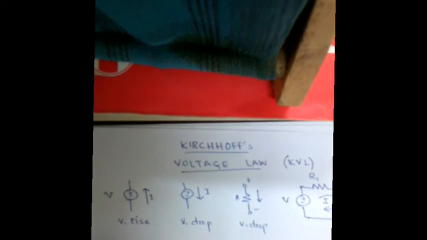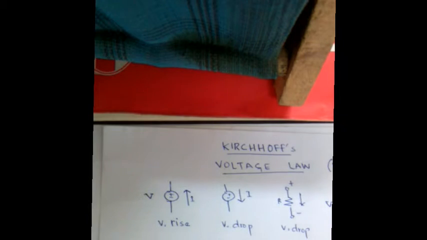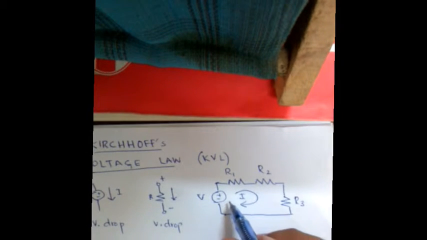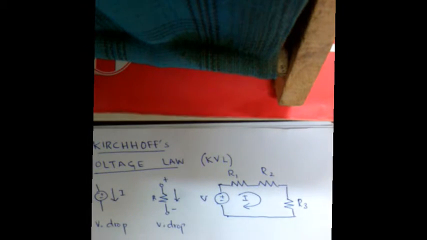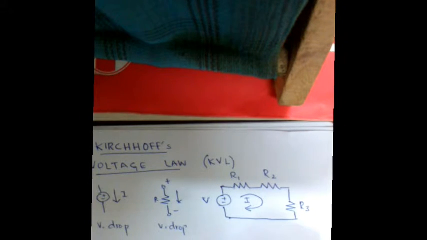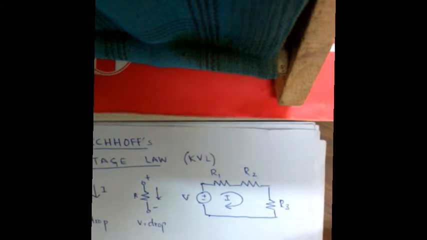Let's suppose voltage rise as negative and all voltage drops as positive. So we can write the KVL equation for this circuit. The assumed direction of current enters through the negative terminal of the voltage source, therefore we call it negative V, plus the voltage drop across the resistor R1, that is IR1, plus the voltage drop across the resistor R2, IR2, plus IR3 equals 0.